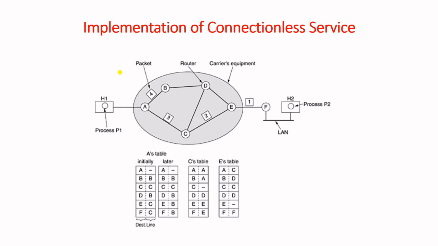As I have already told you, these A, B, C, D, E routers act as routers, and they take the decision for the routing of the packets. Below this diagram, there are tables maintained by each and every router. So A's table is shown initially and later.